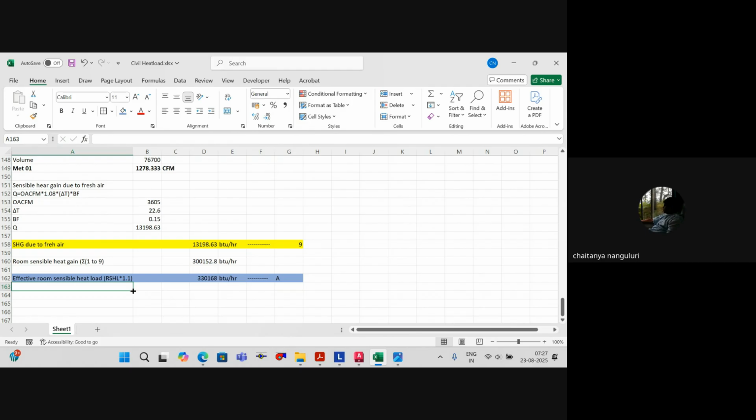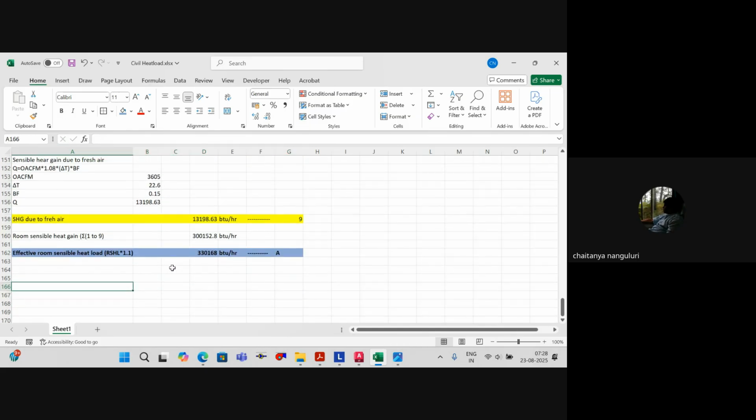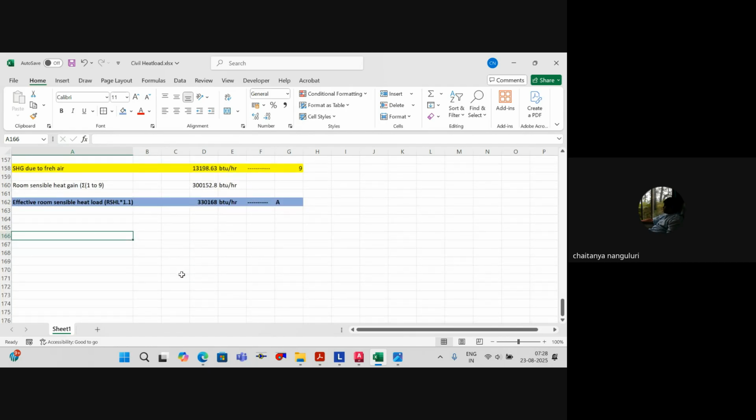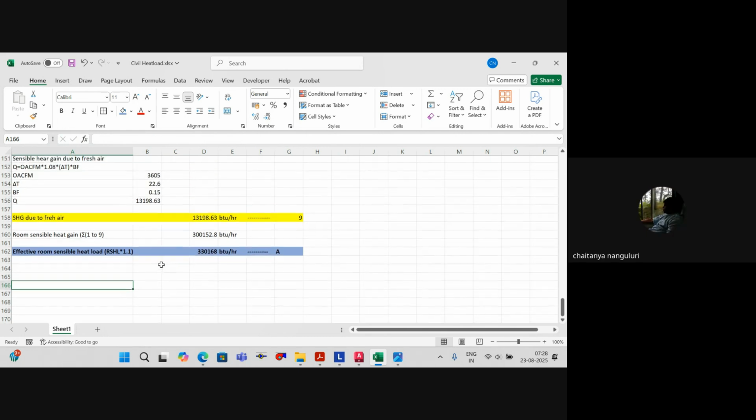So we got this effective room sensible heat load as room sensible heat load into 10%. We got it as this value, which is equation A. I'll write it. Clear? Now the next element that we have to do is latent heat gain. Don't you think you have to calculate it? Yes. So now we will calculate the latent heat gain values.